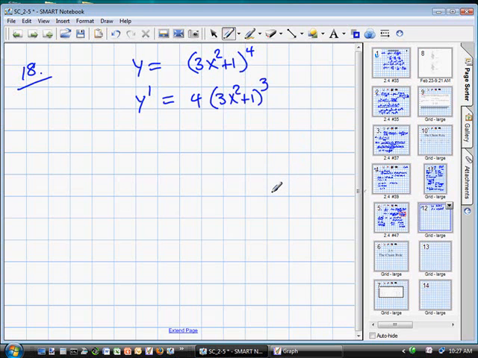Okay, now complete the chain rule. We also have to multiply by the derivative of the inner function. What's the derivative of the inner function? 6x. Now our derivative is complete. Of course, you might want to hammer that out and get more detail, but without that 6x, we just don't have a derivative. There's your first example of a chain rule.